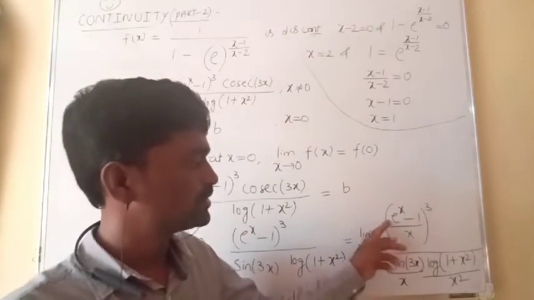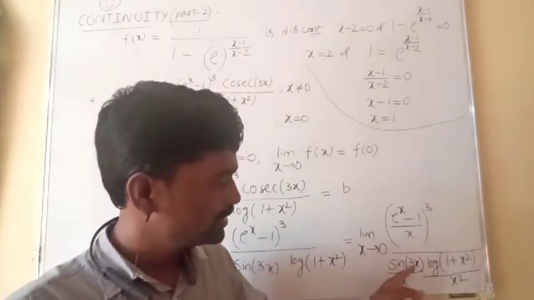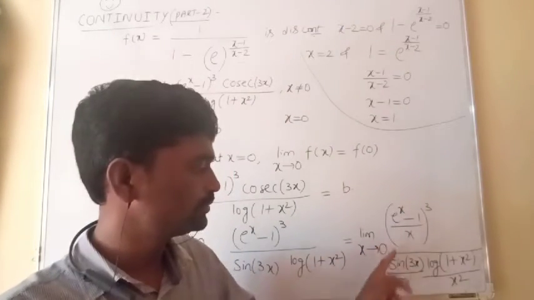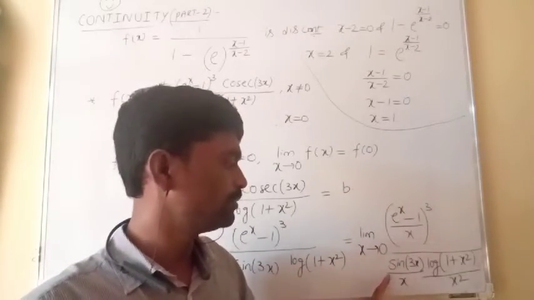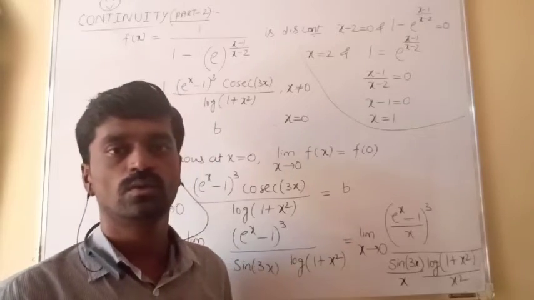So according to that formula, this value is what? 1. 1 power 3, 1. Here a is 3 and this formula is 1. So 1 upon 3 into 1. Particularly 1 cube divided by 3 into 1. What you will get? 1 by 3. So thus b value is what? 1 by 3.